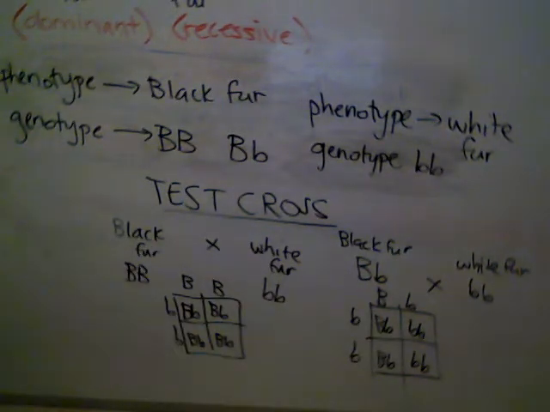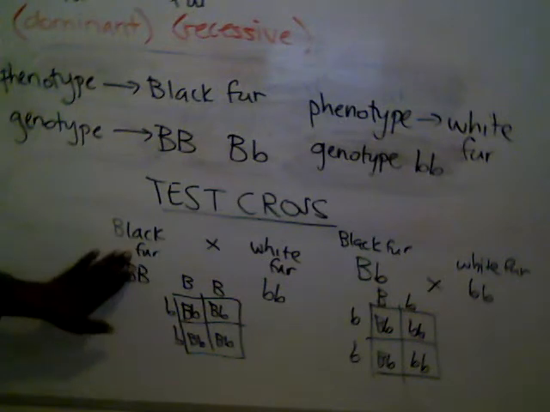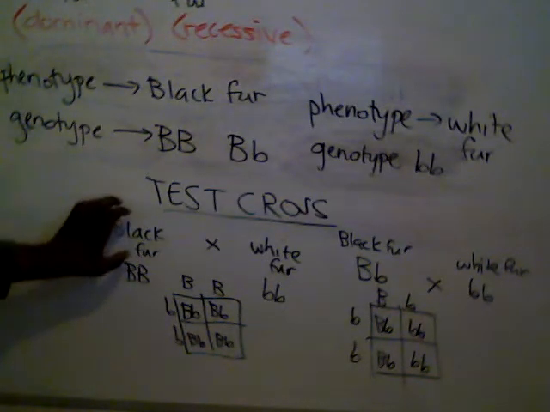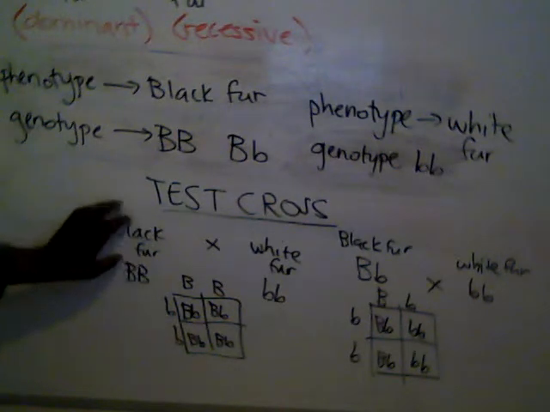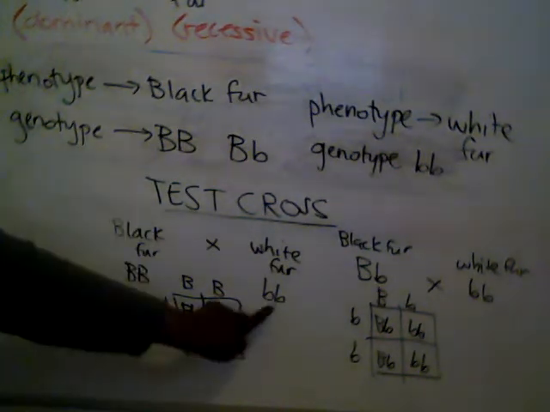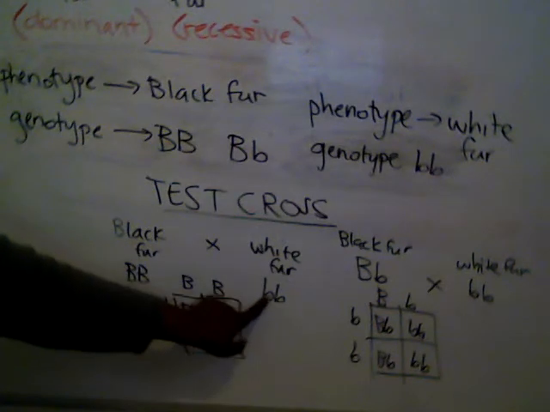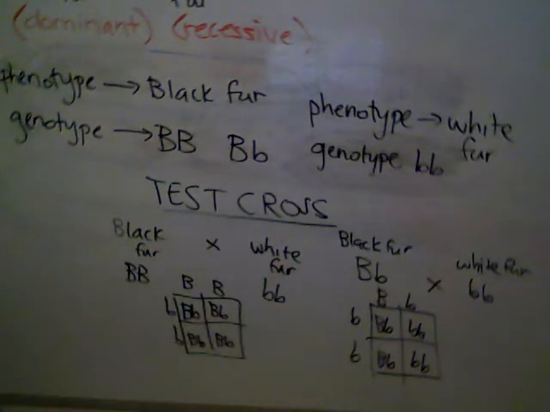So what we would do for a test cross, if we ever were trying to figure out a genotype, is we would cross that organism that we don't know the genotype of. So in our case, we didn't know the genotype of the black fur rabbit. We cross it with one that we do know the genotype of. We always cross it with one that's recessive, and we would look at the offspring.